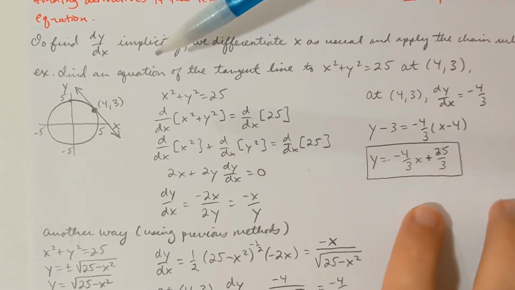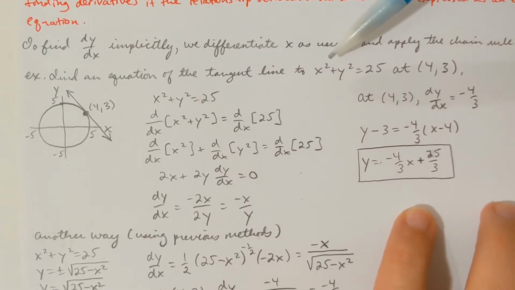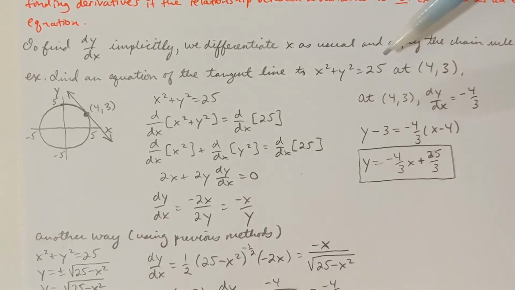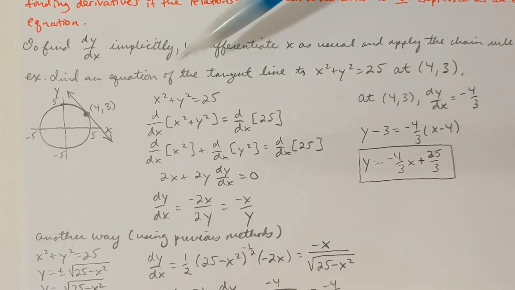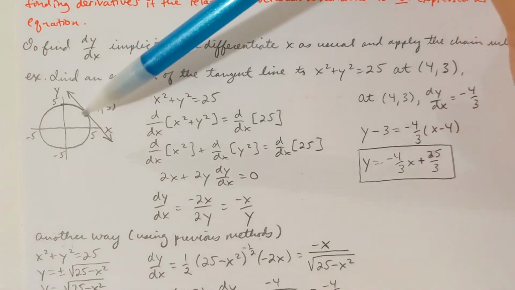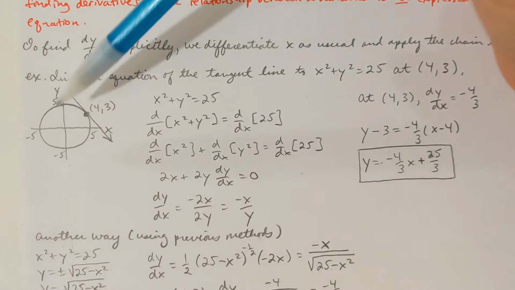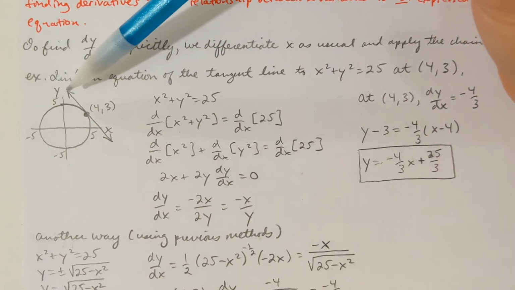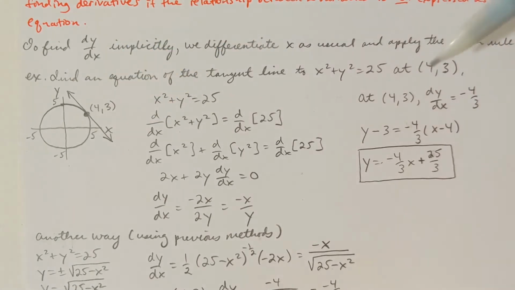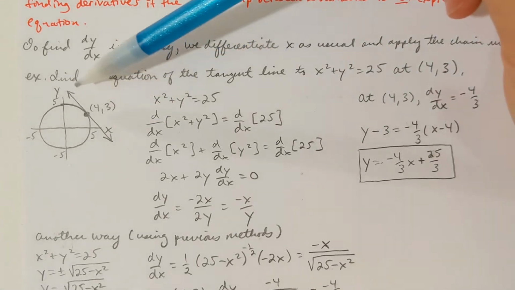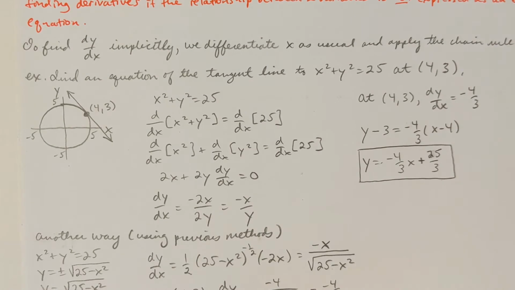Suppose that we want to find an equation of the tangent line to the graph of x squared plus y squared equals 25 at the point (4, 3). If x is 4 and y is 3, 4 squared plus 3 squared is 25. So this is one point that would be on this circle centered at the origin of radius 5. I've drawn a picture of that circle, and I've also drawn the tangent line, and we'd like to find the equation of that tangent line at that point (4, 3).